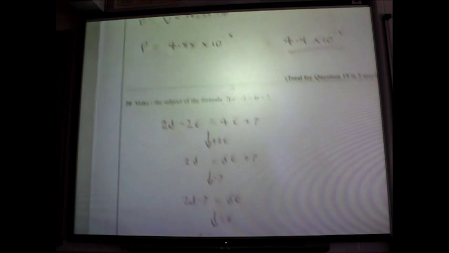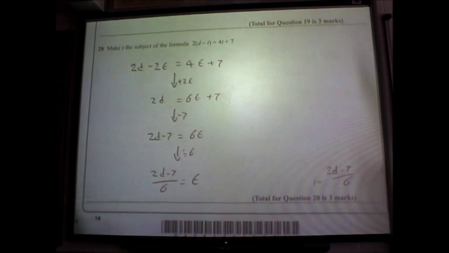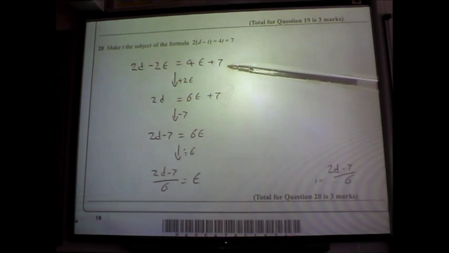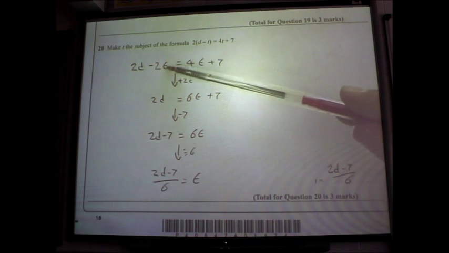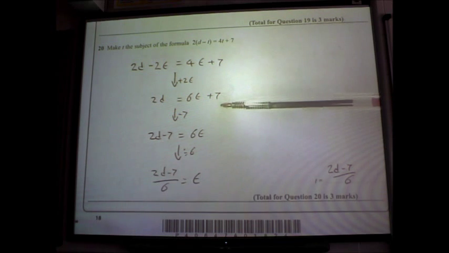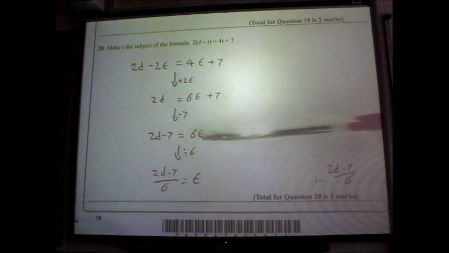Next one, make t the subject of the formula. I'll just talk you through what I've done, but this is relatively simple. First of all, you multiply the bracket out, so that's why you've got 2d, take 2t equals 4t, add 7. I'm going to get all the t's on one side, so what I've done is added 2t there, which leaves me with 2d equals 6t, add 7. Get the 7 away, so take it away. So 2d, take away 7 equals 6t.